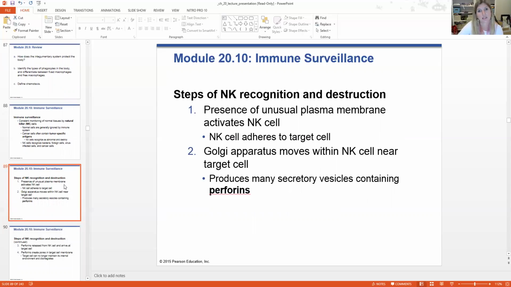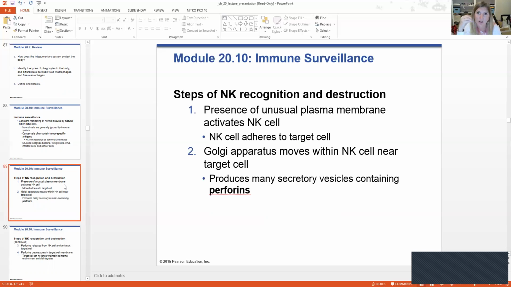So the way they do this is through several steps. First, they will note that there is some type of unusual characteristic on the plasma membrane, and that's when the natural killer cell will adhere to that target cell. It'll say, you don't look like you belong here, right? One of these things is not like the other. The Golgi apparatus within the natural killer cell is going to creep towards the outer part of the cell, and within its secretory vesicles, it releases something called a perforin. A perforin is a chemical that's literally going to punch holes or perforate the other cell.